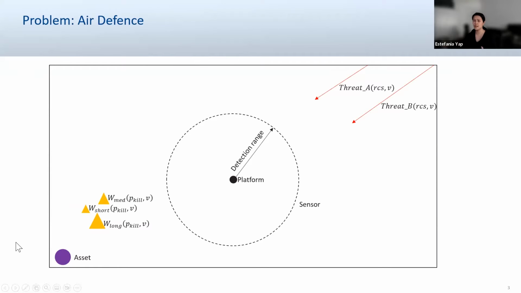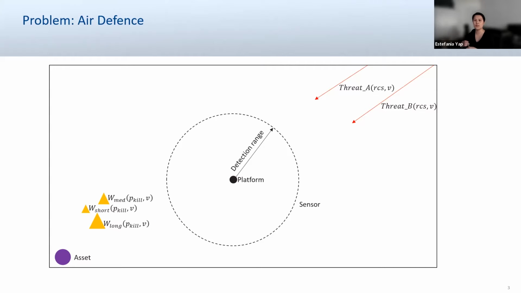So let's start with the air defense problem. Imagine you have an air defense problem where you have an asset that you're protecting. In the bottom left-hand corner there's an asset that we're trying to prevent an enemy from destroying. The enemy is coming from the right-hand side. There are parameters that guide what kind of weapons are being fired at us by the enemy.